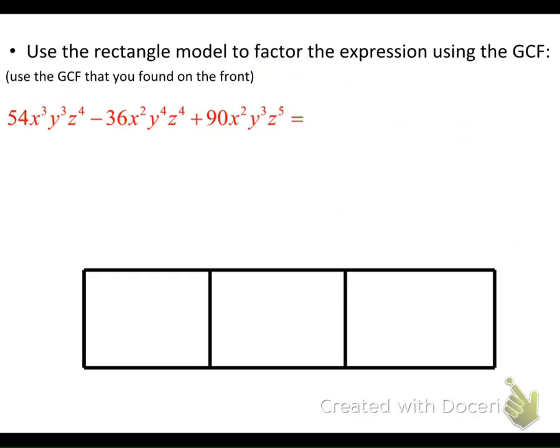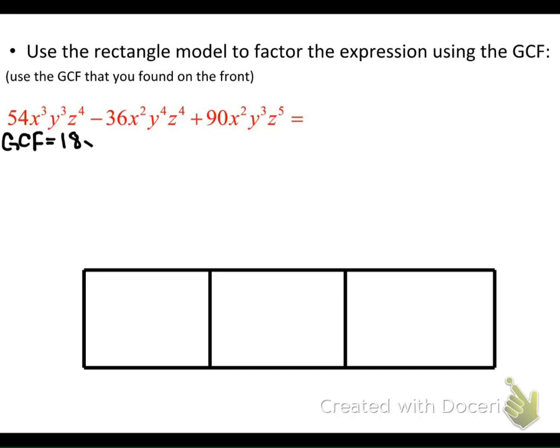Okay. The back side says, use the rectangular model to factor the expression using the GCF. Basically, you use the GCF that you found on the front. So, who has their opener on the front side? The GCF for 54, 36, and 90. That was our first one that we did. What did that equal? 18 x squared y to the third.